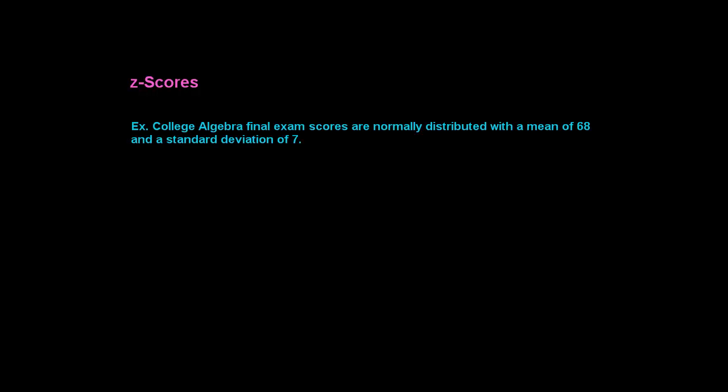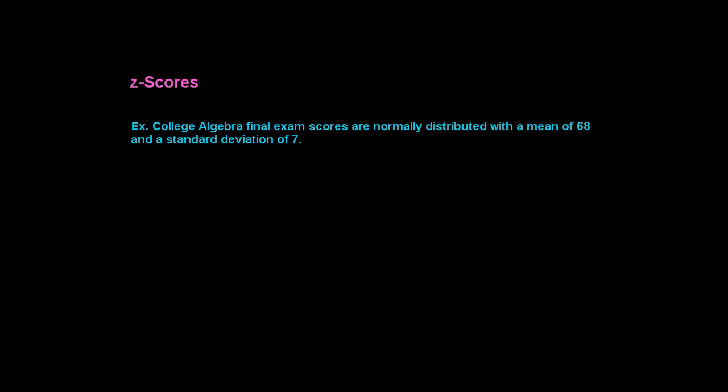A z-score is a standardized value that is found by converting a value to a standardized scale. So for example, we could have a data set of college algebra final exam scores that are normally distributed with a mean of 68 and a standard deviation of 7.